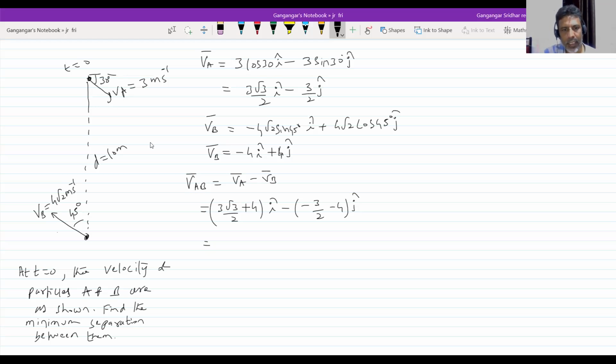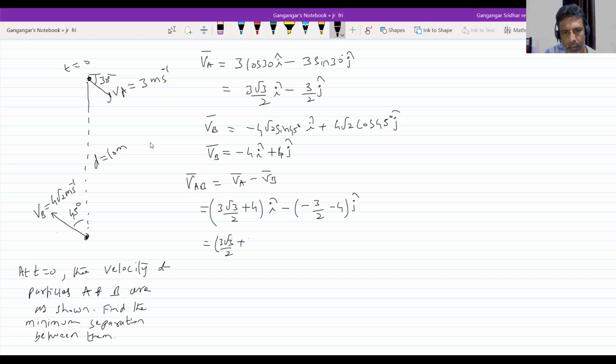Root 3 is 1.7. Some approximation will do. Root 3 is 1.7, 1.7 into 3 is 5.1. Sir, it is plus of minus 3 by 4 minus 4. VA bar, no, minus 3 by 2 minus of minus 4, no. Here it is plus. Okay, I'll do one thing. Next one more step, I'll write it.